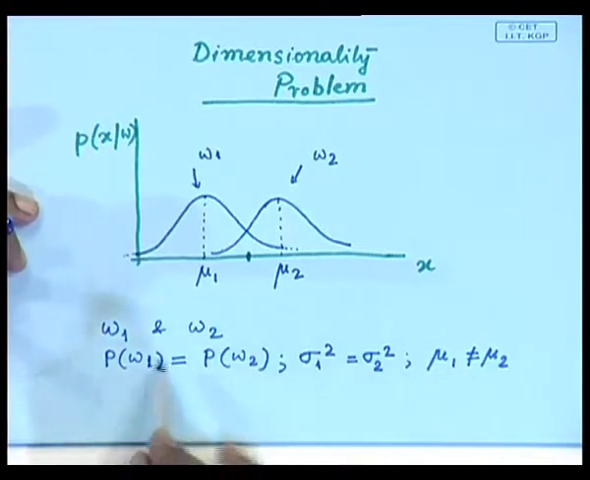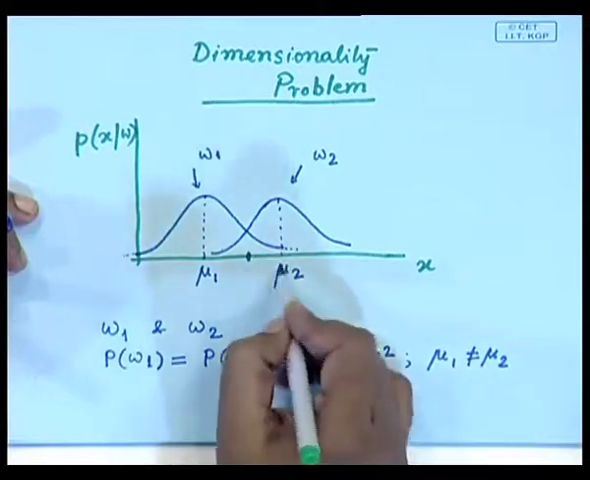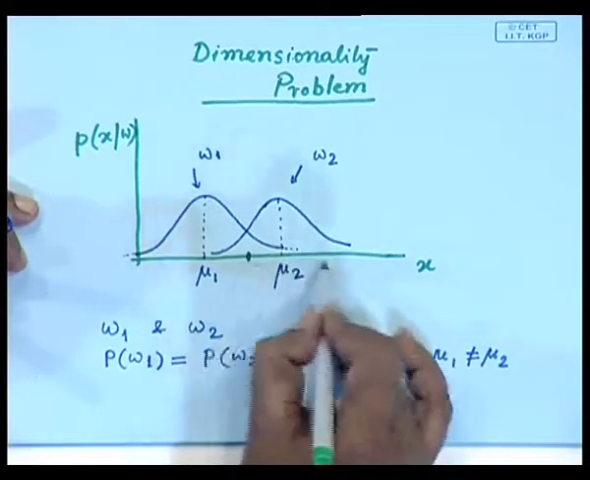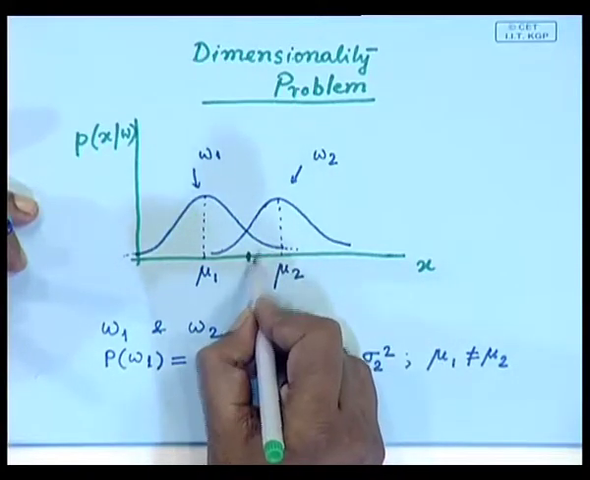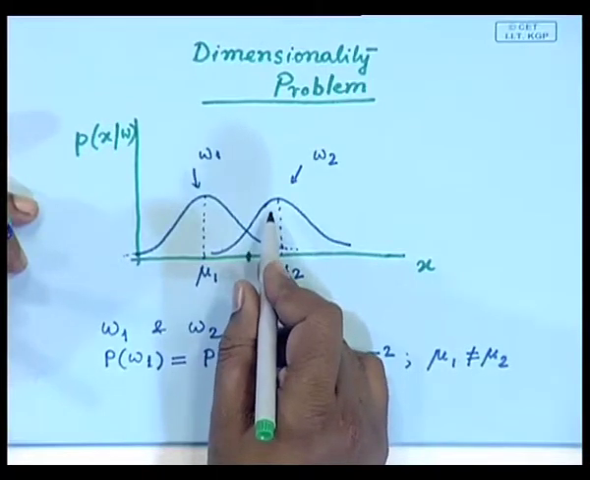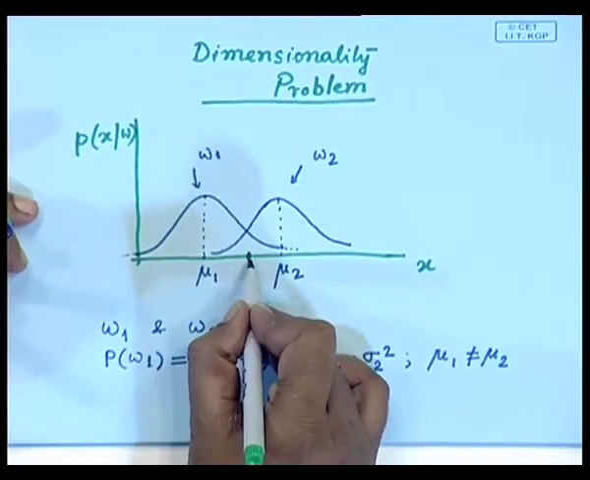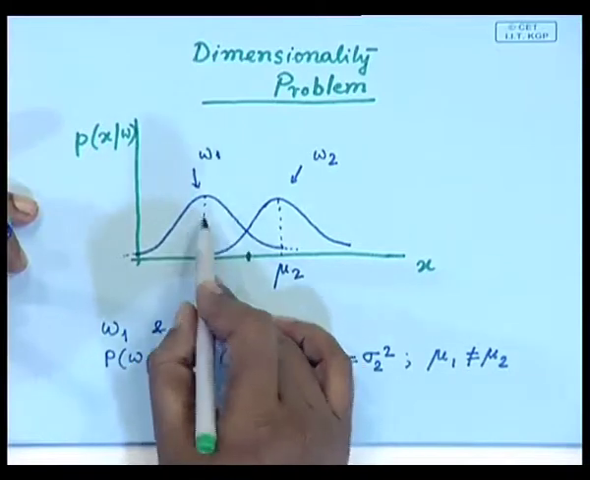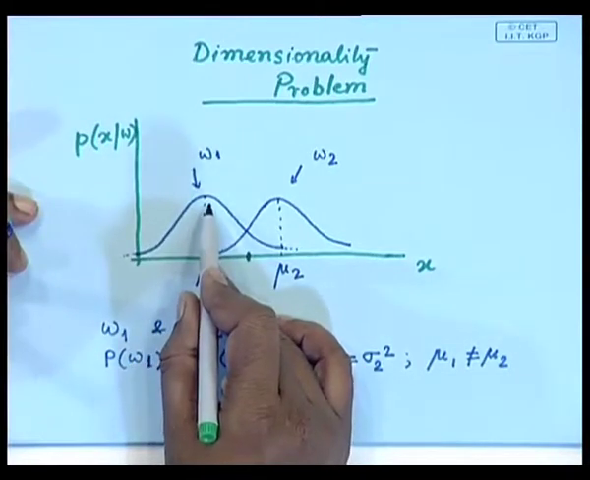But because here we are assuming that p of omega 1 is equal to p of omega 2. So, effectively it turns out to be p of x given omega 1 greater than p of x given omega 2. Okay. So, for all values of x lying on the right hand side of this point, we will decide that it belongs to class omega 2, and for all values of x lying on the left hand side of this point, we will decide that it belongs to class omega 1.